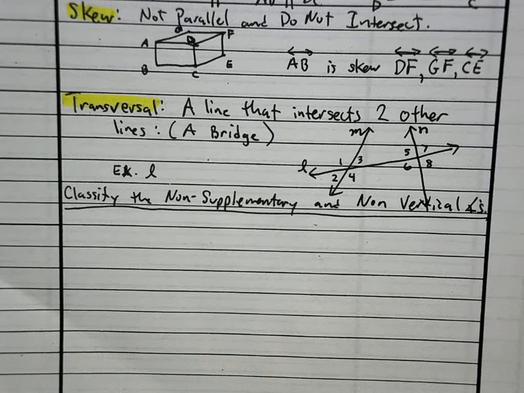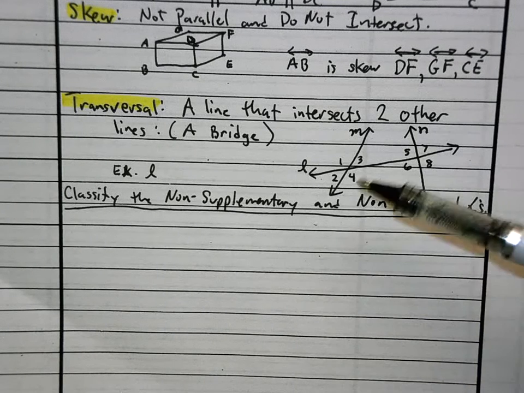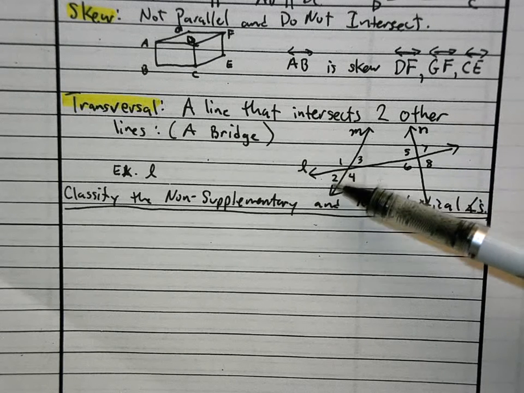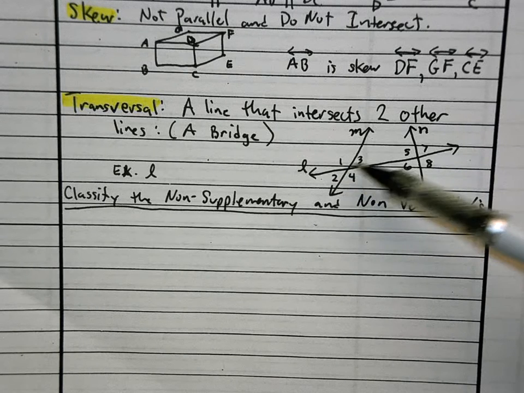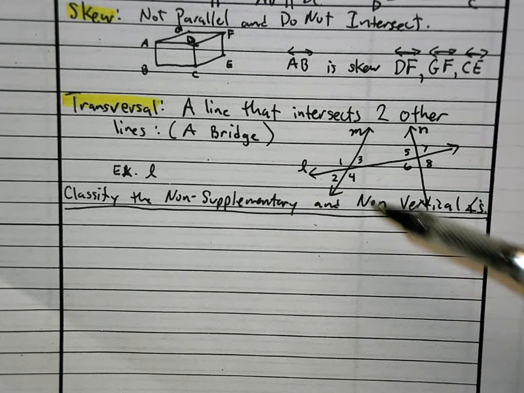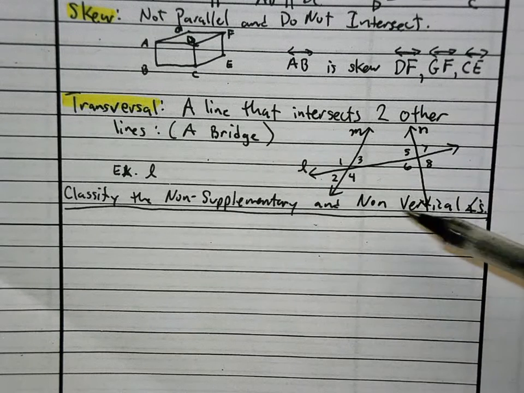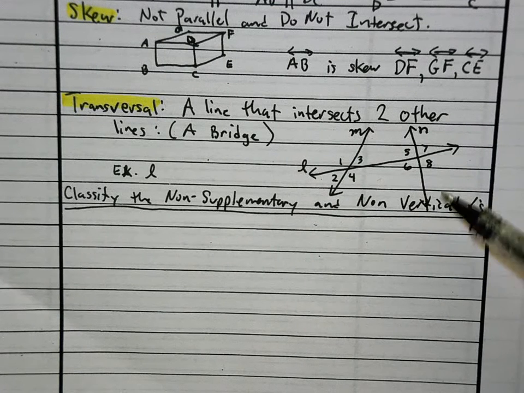So here's how we're going to do this. Instead of dealing with 1 and 2, which are supplementary, you know 1 and 3 are supplementary, and 3 and 4 are supplementary. We know 1 and 4 are vertical. How are 1 and 8 classified? That's what we're going to learn about here.